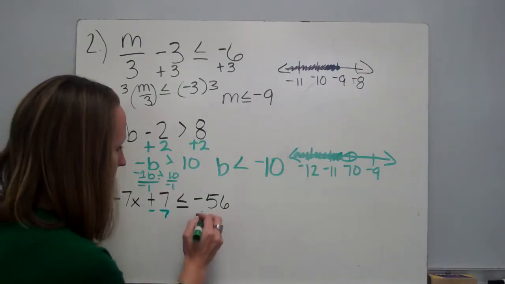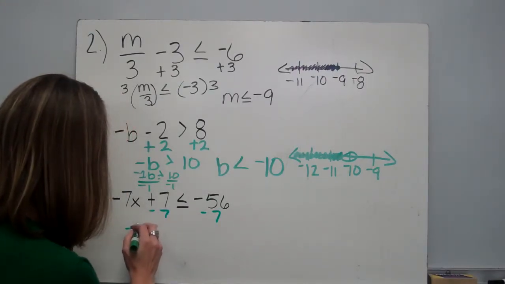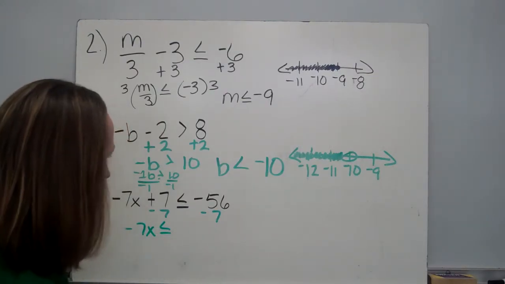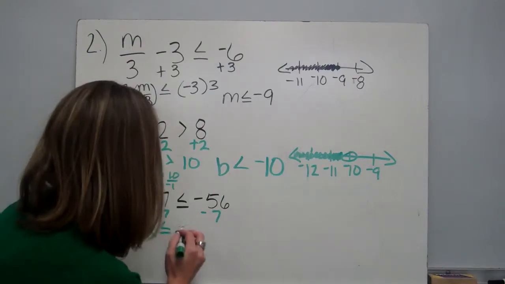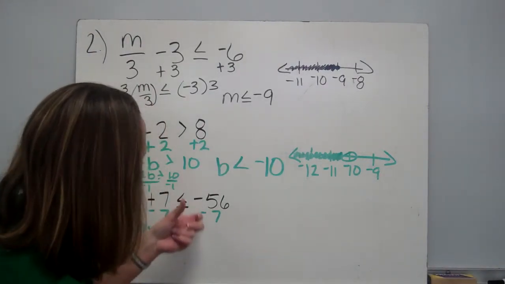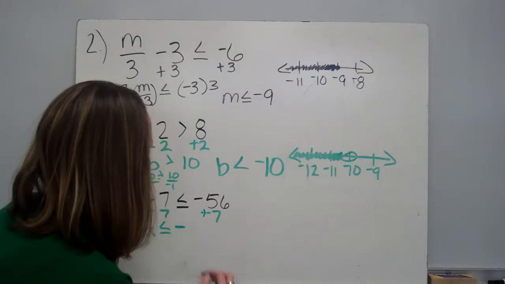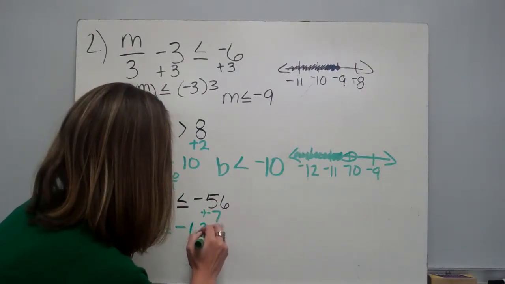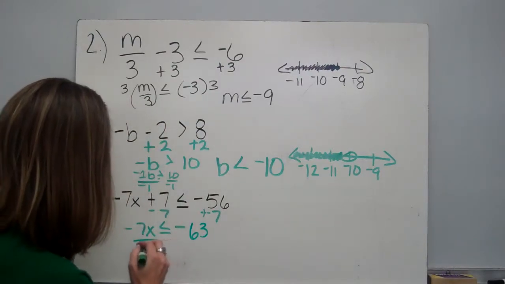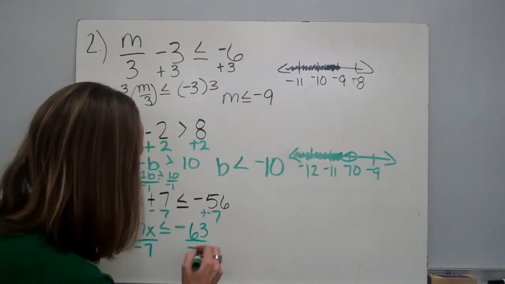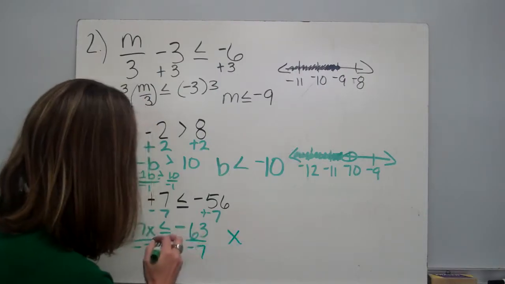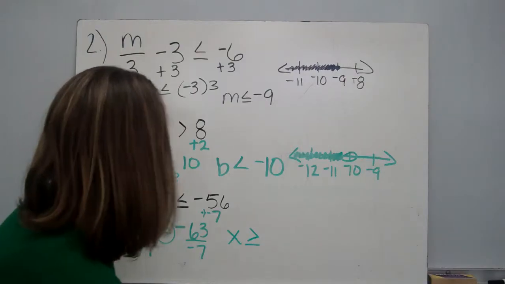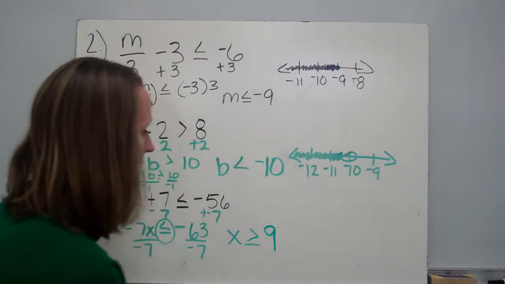Subtract 7. Subtract 7. So now I'm going to have negative 7x is less than or equal to negative, same switch change here, 63. Divide by a negative on both sides, and when you divide by a negative, this is going to flip, and our answer becomes x is greater than or equal to positive 9.